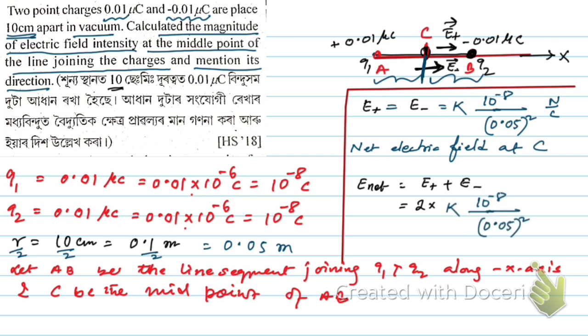So that's what we're gonna get, right? Now let us put the value of k, which is 9 into 10 to the power 9, into this Newton per coulomb. If we calculate this, it should be approximately 72 into 10 to the power 3 Newton per coulomb, right? Hope you can do the calculation by yourself.